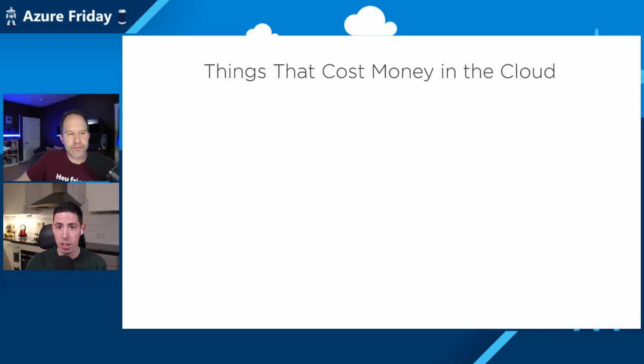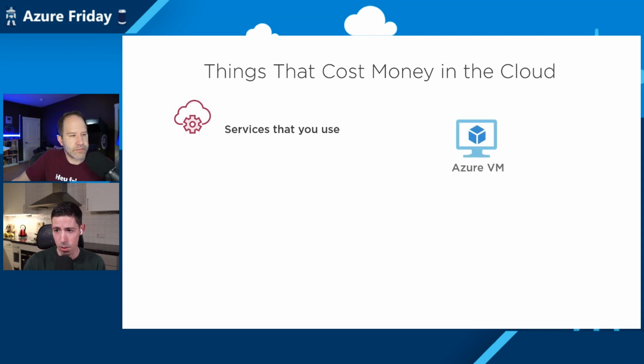So let's take a look at the first slide here where we discuss the first things that cost money in the cloud. So there are several things and maybe some things that you didn't think about. An obvious thing that costs money in the cloud is obviously the services that you use. So these are things like databases, Azure App Service, or your VM, for instance.